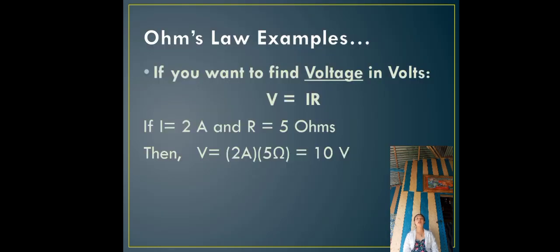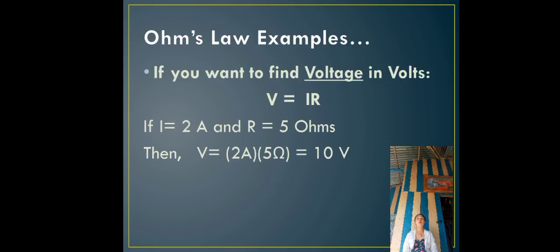So let's have this example. If current is 2 amperes and resistance is equal to 5 ohms, how much is the voltage? In getting the voltage, again, we will multiply the current by resistance. 2 amperes multiplied by 5 ohms is equal to 10 volts. So now, do you understand?